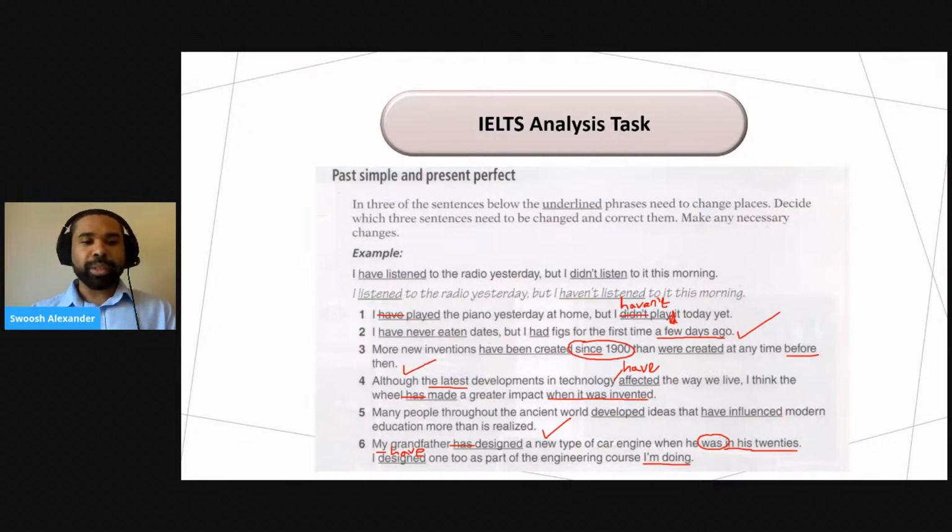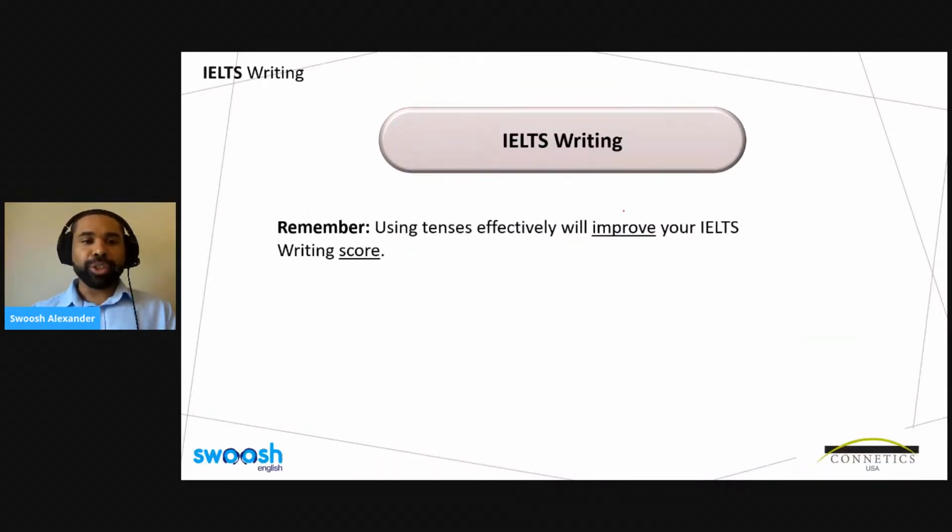Okay, so that's a review then in terms of using the present perfect and the past simple. Do go over this class again if you want to review any of the points made. And remember, using tenses effectively will improve your IELTS writing score. So ensure that you are reviewing this in order to be as correct as possible going forward. So that's almost all from me.